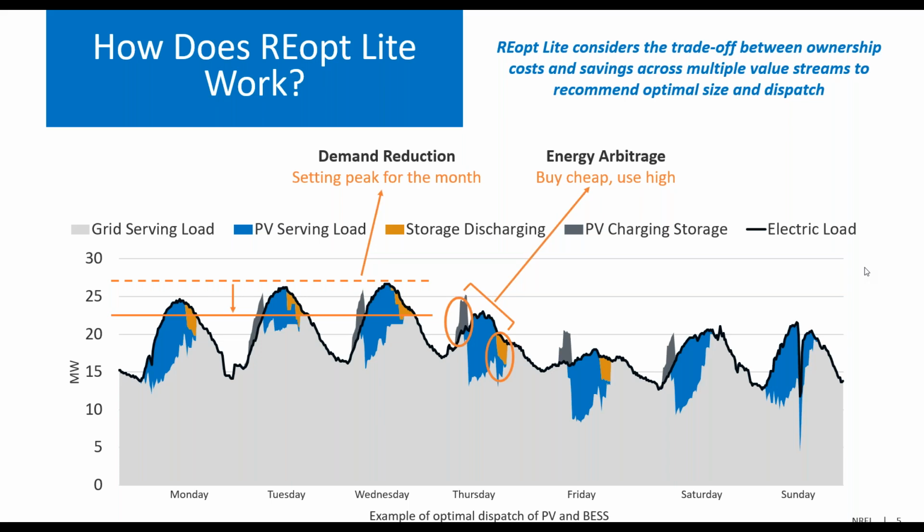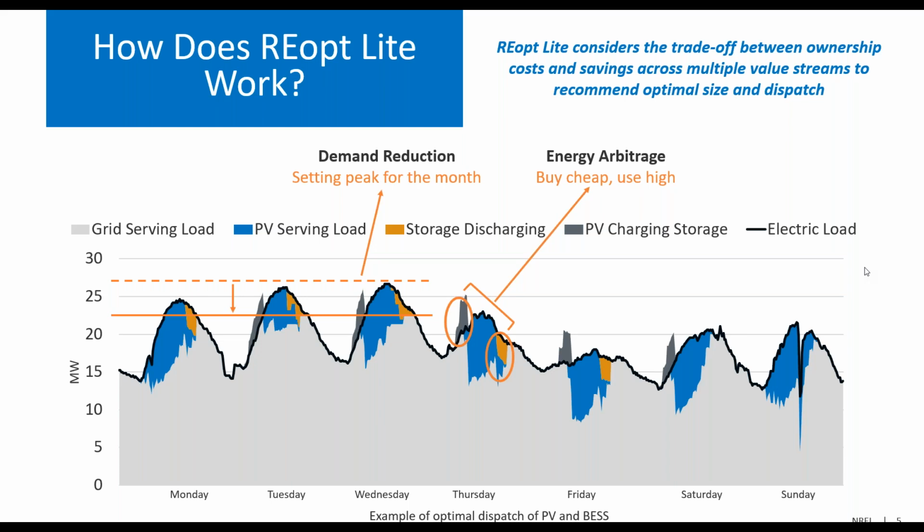determined or entered by the user typically, although the user can constrain the system sizes. But typically, REopt Lite considers the trade-off between the ownership costs of purchasing a technology and the savings that they're going to get across multiple value streams, like on reduced utility bills, to find the optimum technology sizes and the optimum dispatch strategy for each hour. So the example here shows the dispatch strategy for 1 week. And so at the top of this graph, the load is shown in black, and then the utility grid in gray is meeting most of the load.